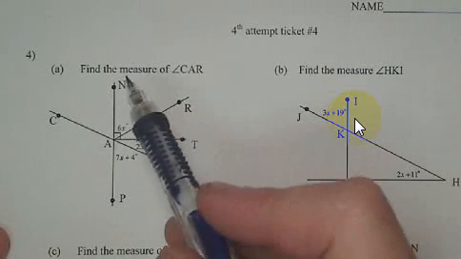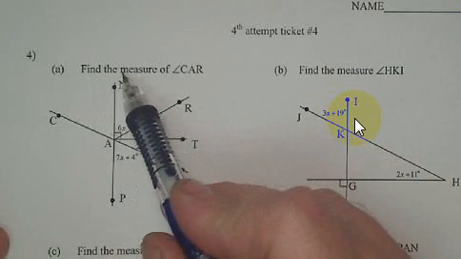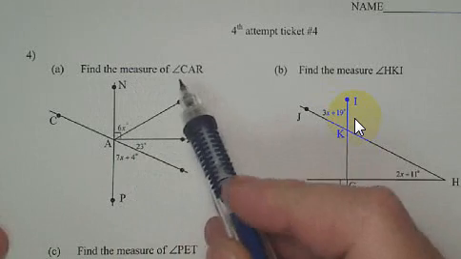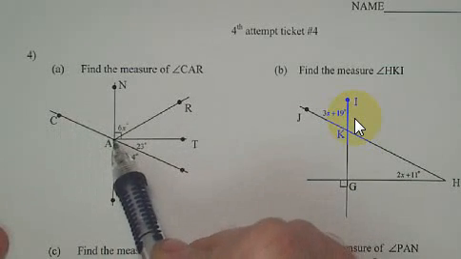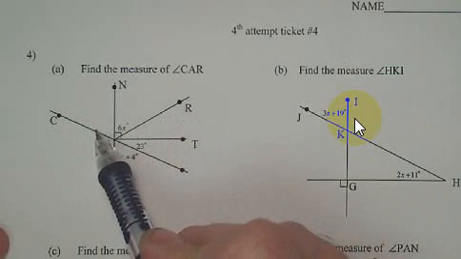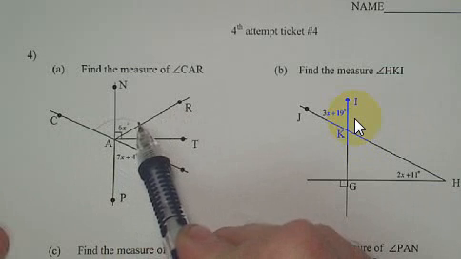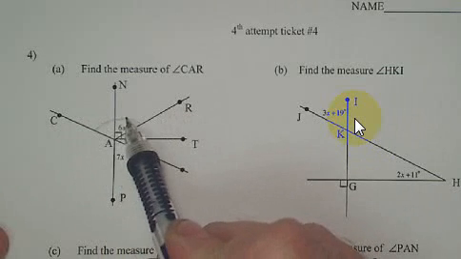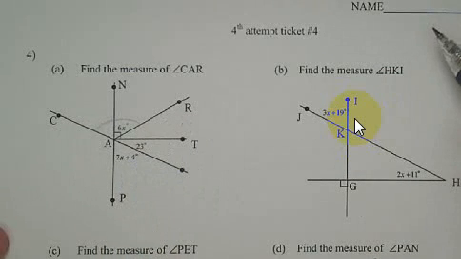Alright, so on this first one here, always take a look at the directions. Find the measure of angle CAR. Now C is here and A is in the middle and R is there. So ultimately we are looking for that big angle right there. That's going to be our answer. But on all of these problems, you'll notice you need to find x in order to answer some of these questions. So finding x is the crucial part.